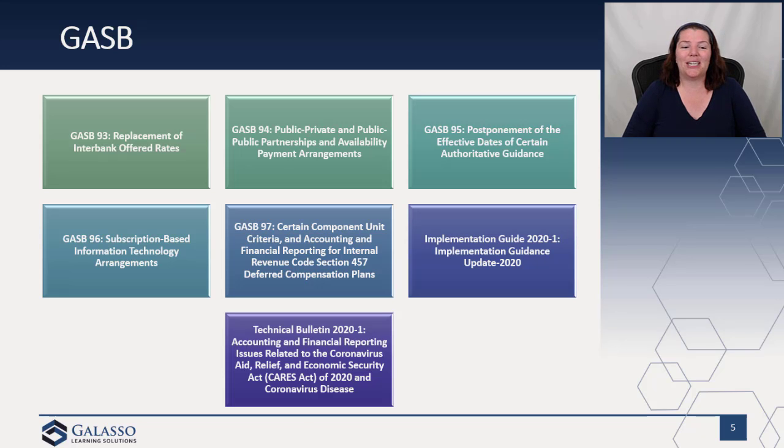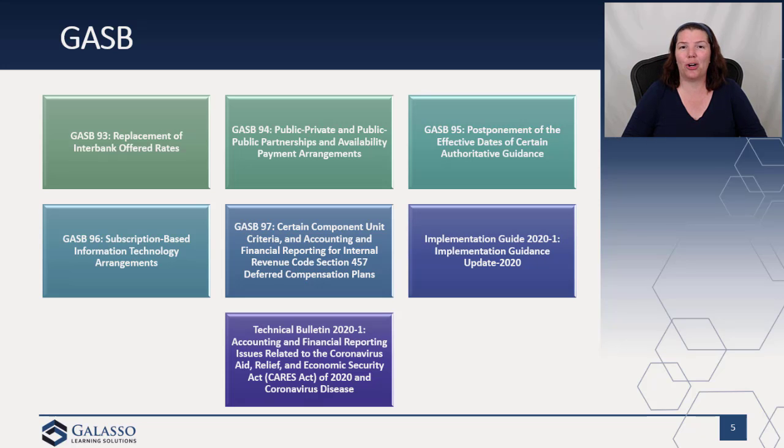GASB 94 addresses a quote-unquote gap in GAAP. We had guidance on when an entity operates another entity's non-financial asset, where it controlled the use, but there was not a lot of guidance for any other relationship. So GASB 94, called PPP, before PPP was related to our CARES Act funding, is public-private partnerships or public-public partnerships, and really addresses these relationships that are out there. It also supersedes the current service concession arrangements and provides new guidance there. It also creates a new type of arrangement called an availability payment arrangement and provides the GAAP guidance for that.